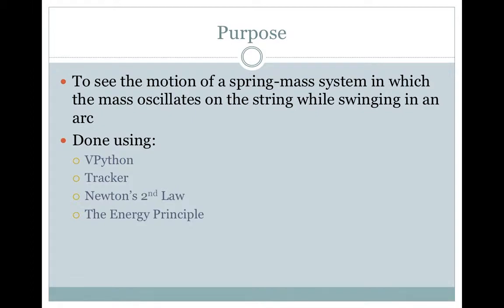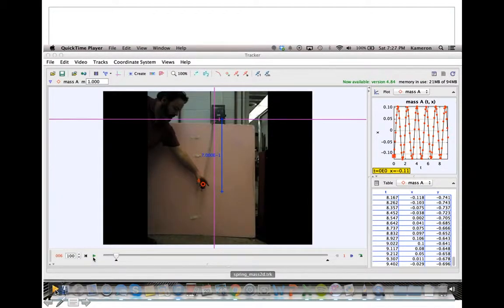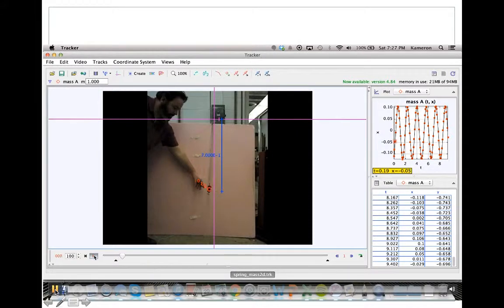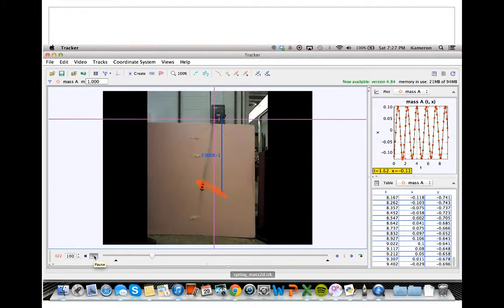To start off, we took a video of the spring mass system and saw that it would go side to side, as you can see in the video in front of you. We set a calibration of 0.7 meters and set axes at the top of the spring mass system at a fixed point. The data from Tracker allowed us to find additional data from VPython.